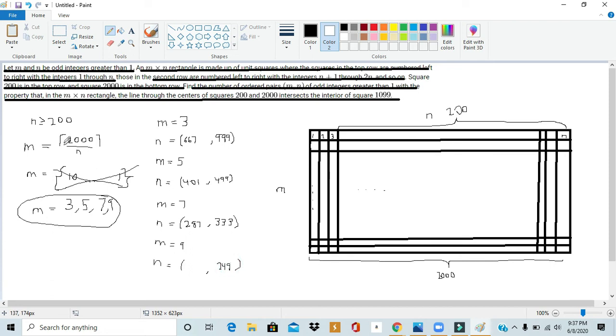In order to get the lower bound, we just need to divide 2000 by 9, and then take the odd number closest to that. So when we do that, we divide 2000 by 9 and find the smallest odd number greater than or equal to that. We get 223. So when m is equal to 9, n has to be between 223 and 249.